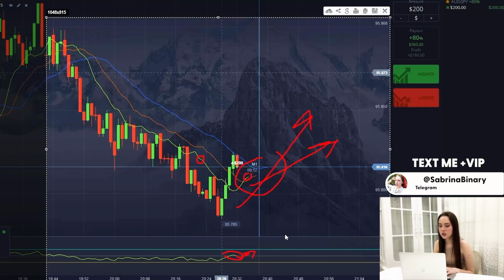The next is the RSI indicator. Right now it's pointing down, but only now. I always look ahead, so it will still change its position.